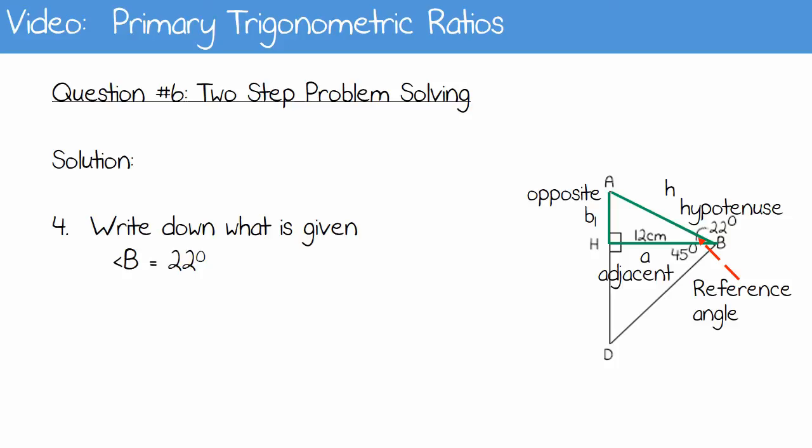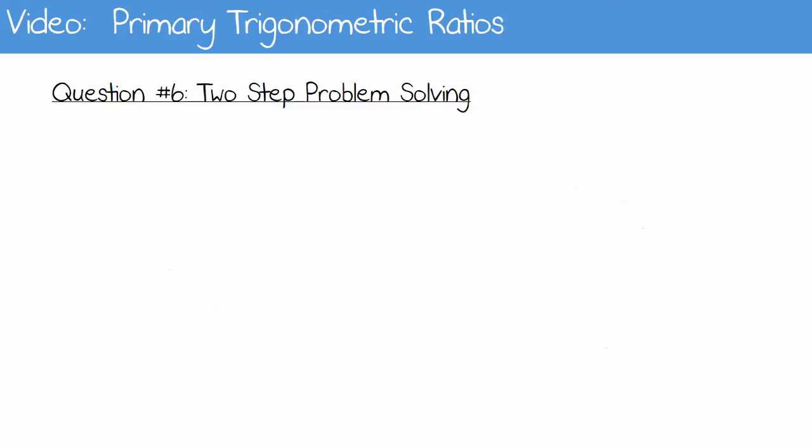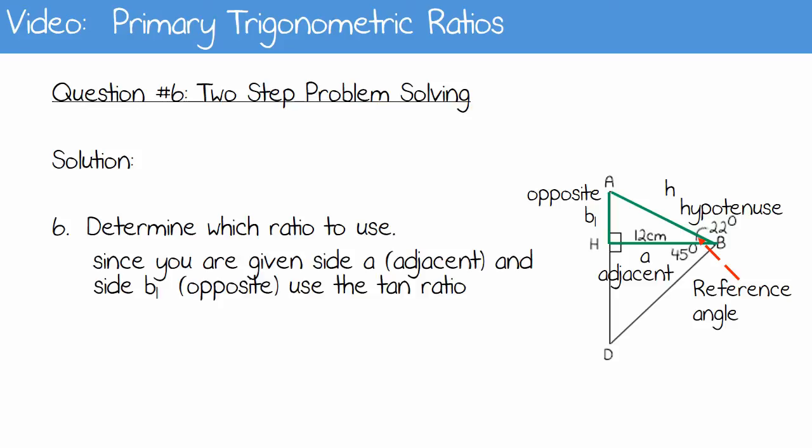Write down what is given. Angle B is 22 degrees. A is 12 centimeters. Identify what is required: to find the length of B1. Determine which ratio to use. Since you are given side A, adjacent, and side B, opposite, use the tan ratio.